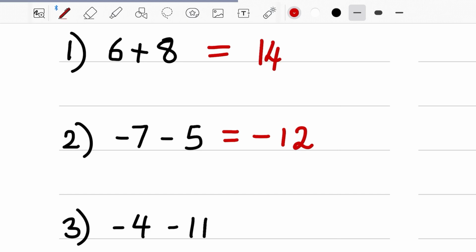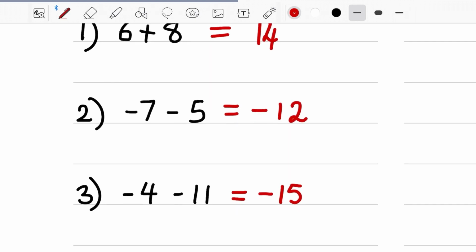For question 3, we have something similar. We have minus 4 minus 11. So again, the signs are the same. So we add 4 plus 11, which is 15. However, our signs are both negative. So your answer will be negative as well. So we have negative 15 as our answer.